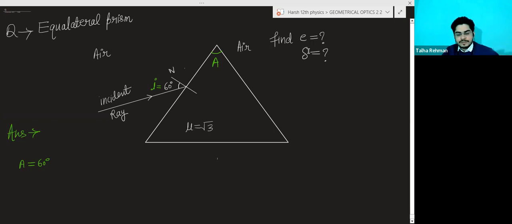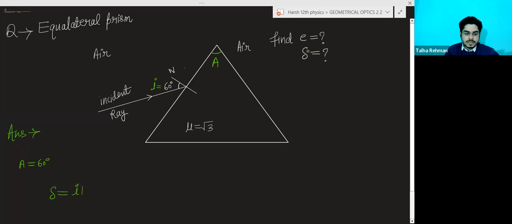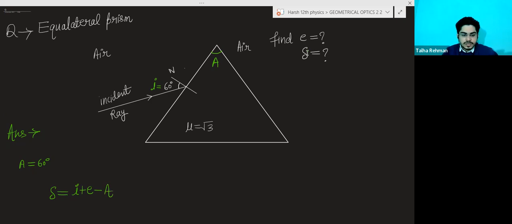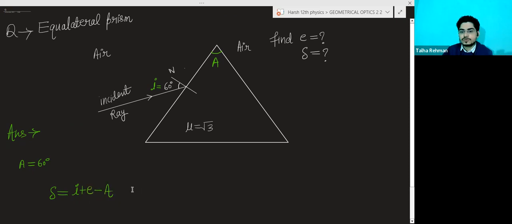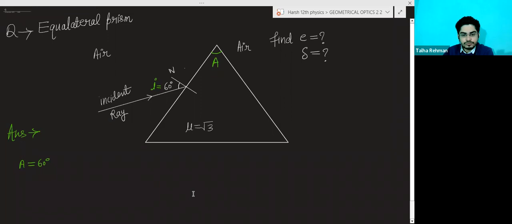Now we want to find the angle of deviation, and what is the formula for calculating it? Delta is equal to angle of incidence plus angle of emergence minus angle of prism. We have the angle of incidence, we have the angle of prism, but we do not have the angle of emergence. They are also asking what is the angle of emergence, and if we get the angle of emergence, then we can calculate the angle of deviation also. So see what we will do for that.